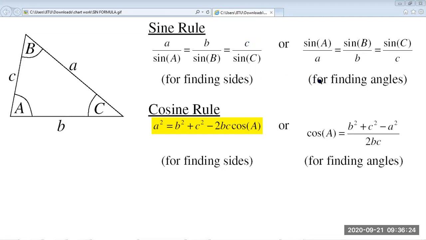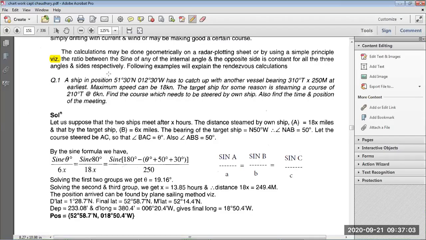If you want to find the angles, just reverse it: sine of angle A upon side A is equal to sine of angle B upon side B, and is equal to sine of angle C upon side C. So this is the formula we will be using in our rendezvous method for cross check, or sometimes for plotting. If we cannot plot on the chart or radar, if the scale is very big, then also we will use this formula. So let's see how the calculations may be done.